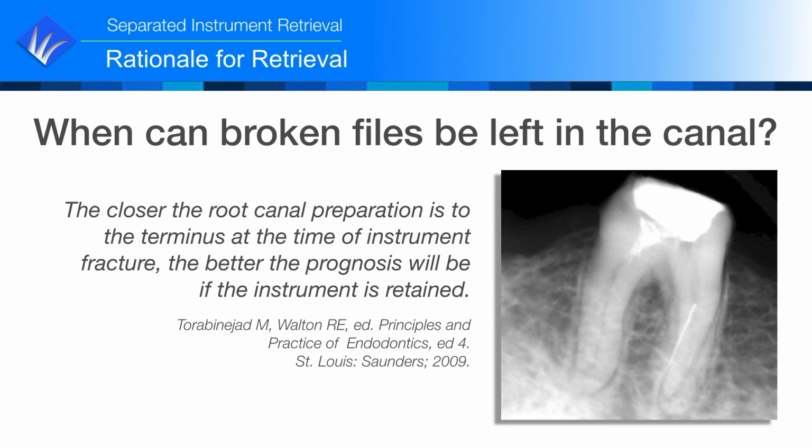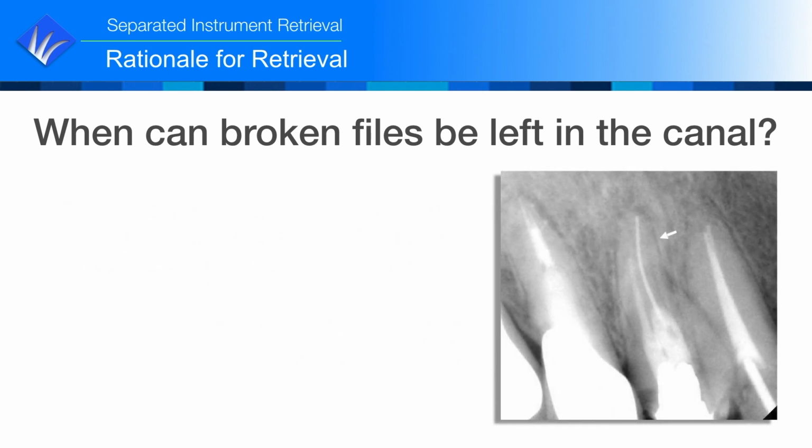Not all broken files should be retrieved, so let's explore the rationale for leaving a broken file in a patient's tooth. First off, the closer the root canal preparation is to the terminus at the time of instrument fracture, the better the prognosis will be if the instrument is retained. Files come apart after they're fatigued and forced to work in the tightest, most curved parts of root canals, so separation often occurs as the file nears the end of the canal. A great number of these will act as root canal fillings and will not need to be retrieved.